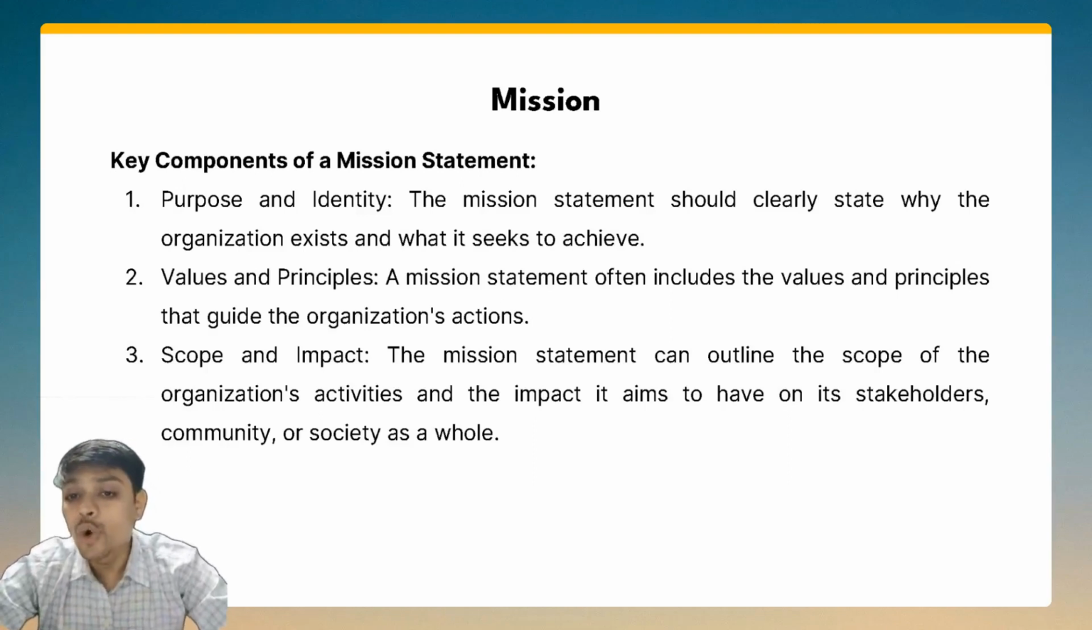The third is scope and impact. When we talk about the scope and impact, the mission statement can outline the scope of the organization's activity and the impact it aims to have on its stakeholders, community, and society as a whole.